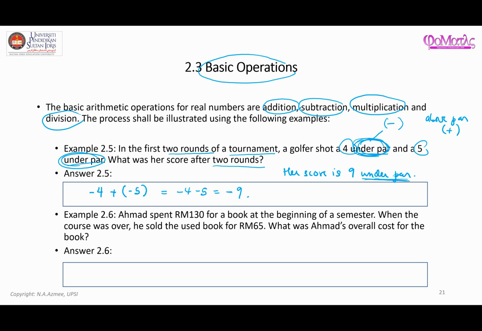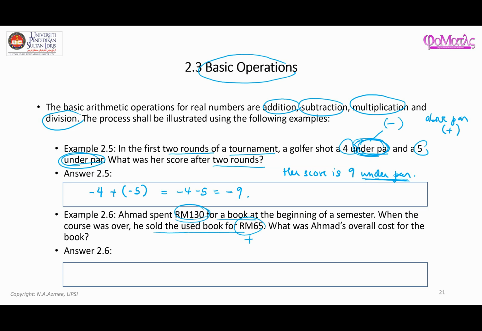Now let's look at another example. Ahmad spent RM 130 for a book. Usually when you spend money on something, this will be denoted with a negative sign. And when the course was over, he sold the used book for 65 ringgit. So he gained back the money, amounting to 65 ringgit. When you gain money, you have a positive sign. Usually you can represent it as such.